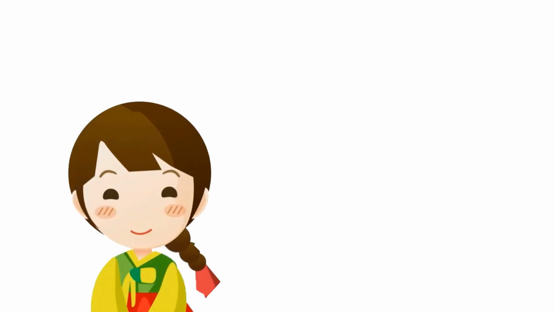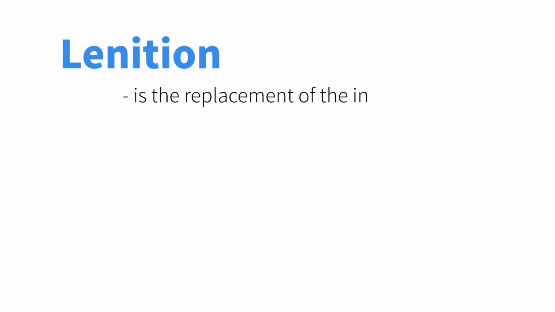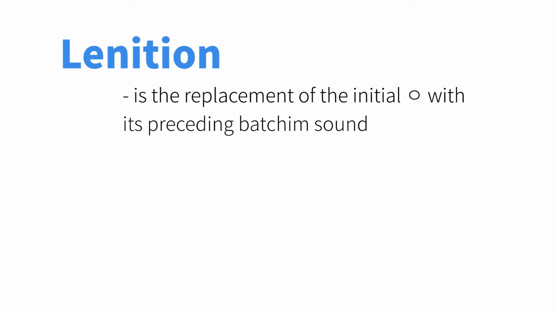There are 7 basic rules of Batchim, but we will be discussing the first 2 rules for this video. The first rule is called lenition. Lenition is the replacement of the initial iang by its preceding Batchim sound.